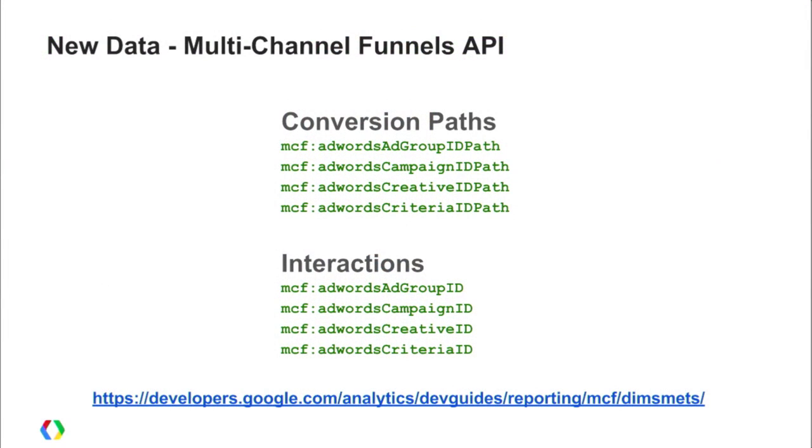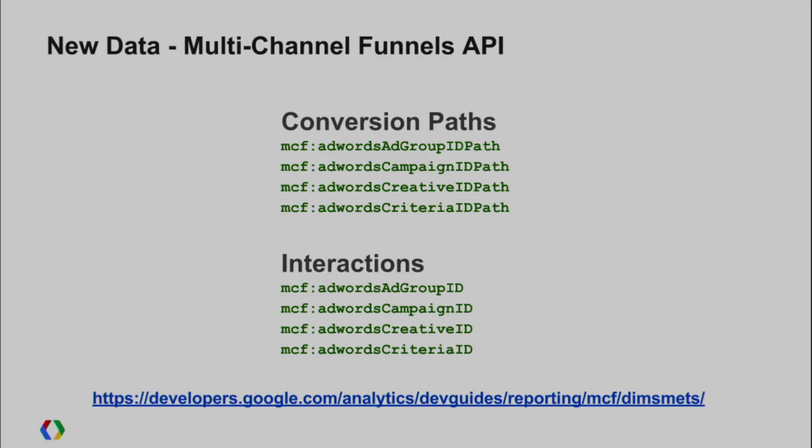So the first thing is multi-channel funnels. We added some additional data around AdWords, conversion paths, and interactions. So this is more around the IDs. We already had pathing and interactions for AdWords, things like ad group and campaign, but this allows you to query for IDs now that are associated with those specific dimensions. So it's pretty straightforward. You can go and look at the reference doc for the multi-channel funnel and see this new data is in there and get some descriptions for these particular dimensions.